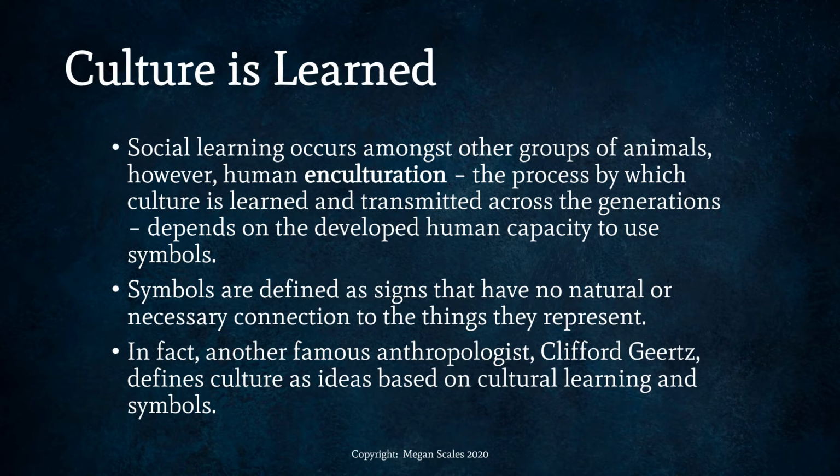But one interesting thing that makes humans different is that human enculturation, which is the process by which culture is learned, shared, and transmitted across the generations, depends upon the developed human capacity to use symbols. That is one big difference in human culture: we use symbols. Symbols are defined as signs that have no natural or necessary connection to the things they represent. In fact, Clifford Geertz defined culture as ideas based on cultural learning and symbols.